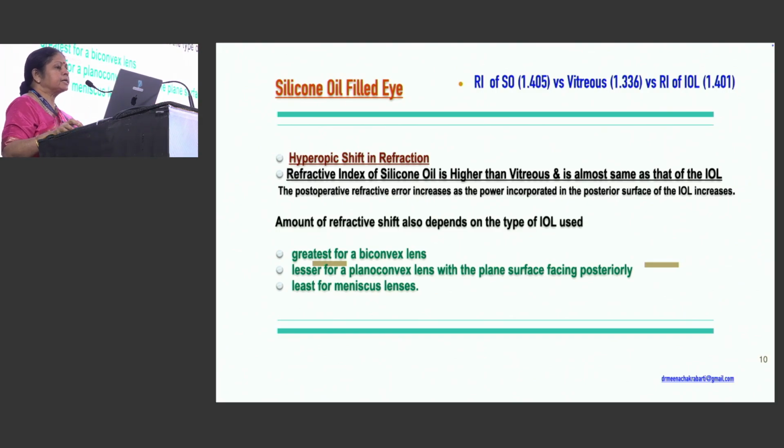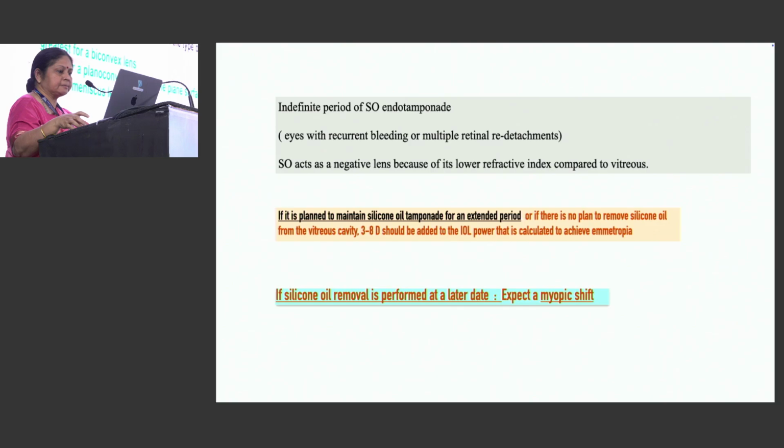If you look at the refractive index of silicone oil, it is closer to that of the refractive index of a lens. And in most of the lenses, the power of the lenses is located on the posterior aspect of the lens. So this adds up to a hyperopic shift in the refraction, especially if you plan the cataract surgery and if you're not going to remove the silicone oil. The patient will have a transient hyperopic shift in the refraction, and it is your duty to counsel the patient and tell them that there must be a transient hyperopic shift, which disappears when subsequently you remove the silicone oil. This hyperopic shift is greatest with the biconvex lenses and least with the viscous lenses.